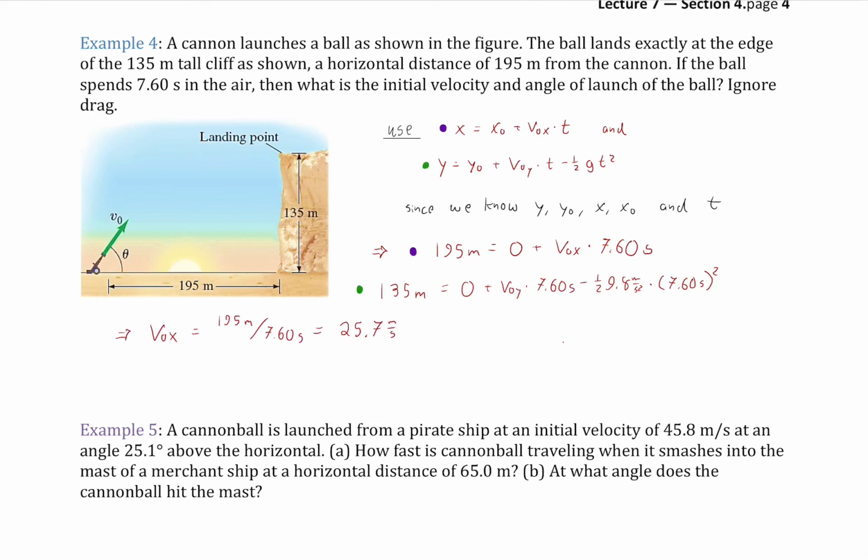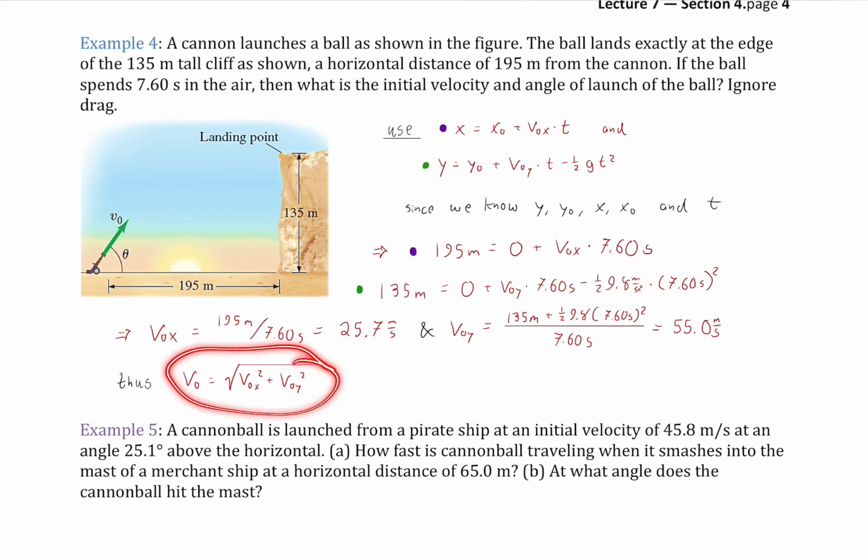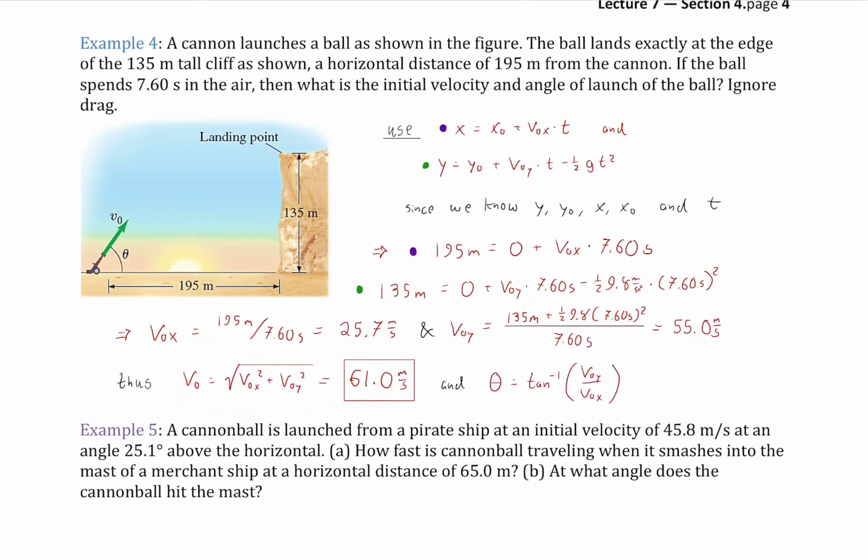For v naught x, we got 25.7 meters per second, and for v naught y, we have 55.0 meters per second. All right, and thus, in order to find the speed, the magnitude of v, we'll just use the Pythagorean theorem, which gives us 61.0 meters per second. And then the angle is just going to be found through tangent inverse of opposite over adjacent, or the vertical component over the horizontal component. And that ends up being 65 degrees.